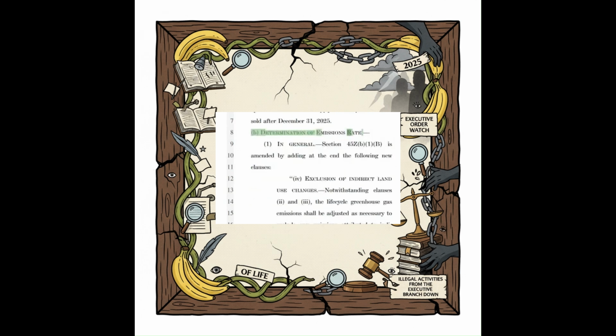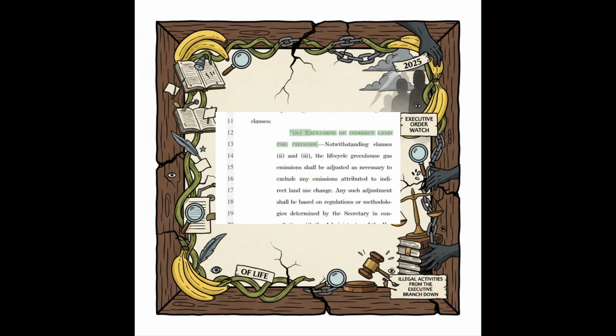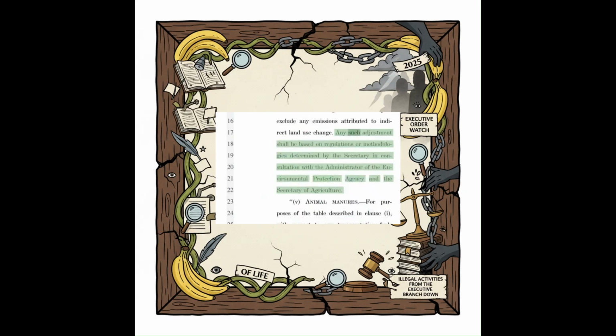Determination of emissions rate. In general, Section 45Z is amended by adding at the end the following new clauses. Exclusion of indirect land use changes. Notwithstanding clauses, the life cycle greenhouse gas emissions shall be adjusted as necessary to exclude any emissions attributed to indirect land use change. Any such adjustment shall be based on regulations or methodologies determined by the Secretary in consultation with the Administrator of the Environmental Protection Agency and the Secretary of Agriculture.